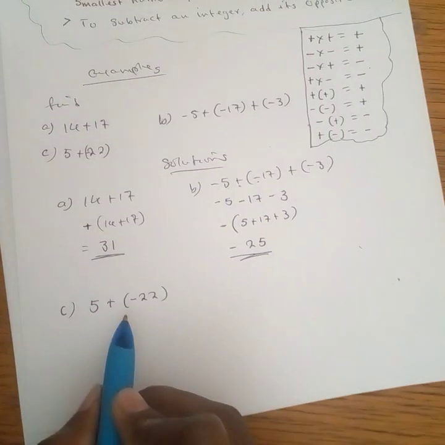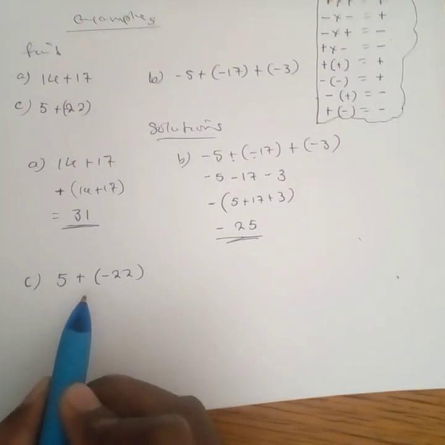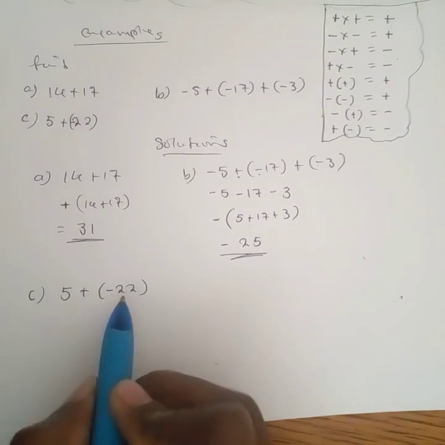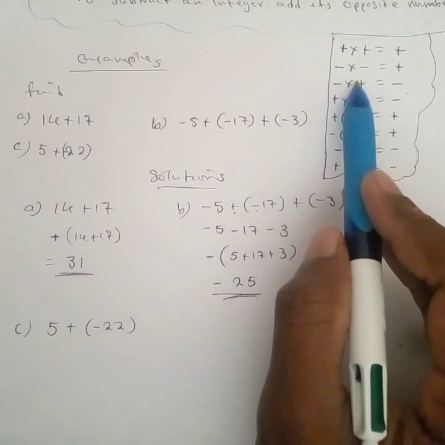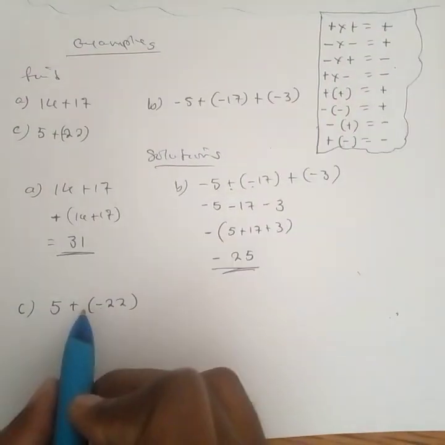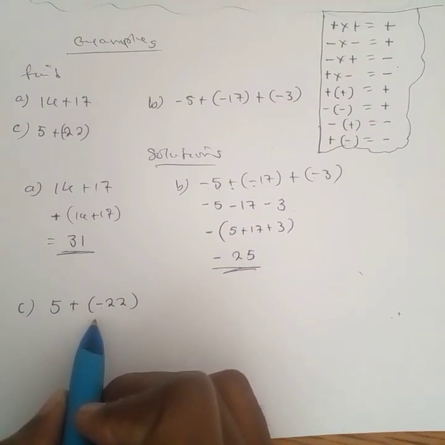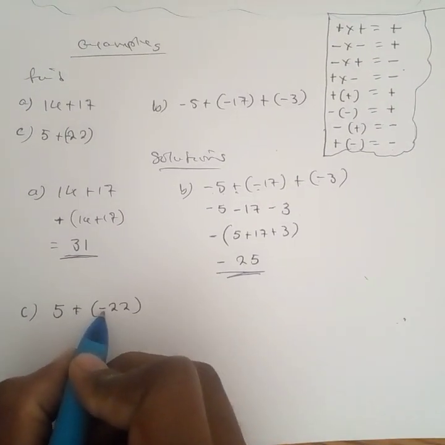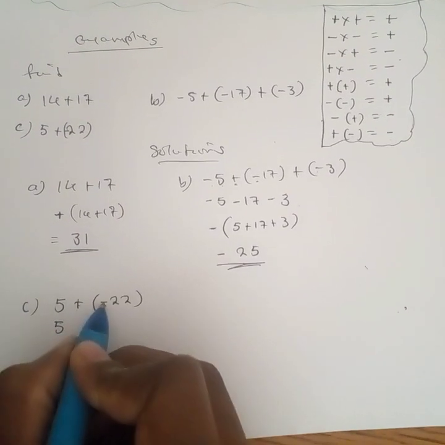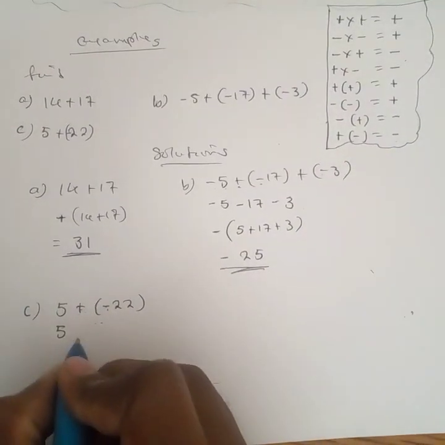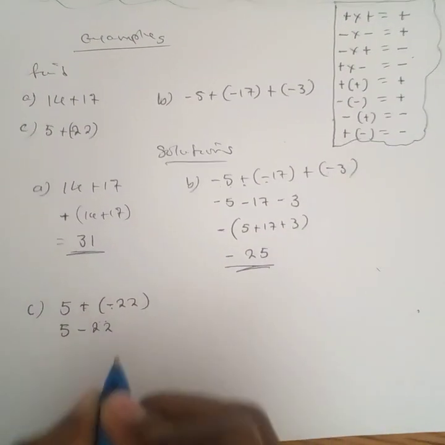Same scenario here. We have positive times negative. Whenever you see brackets, just know that it is another way of telling you that you need to multiply. If you master this concept, it should be easy to solve. So we are simply saying 5, positive times negative, write 5 there. We know positive times negative is negative, so it will be -22.